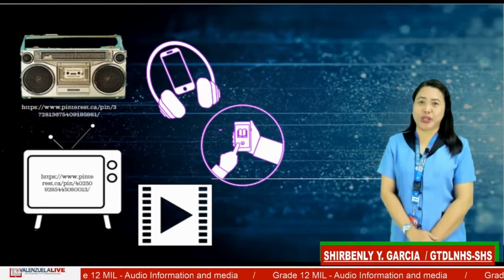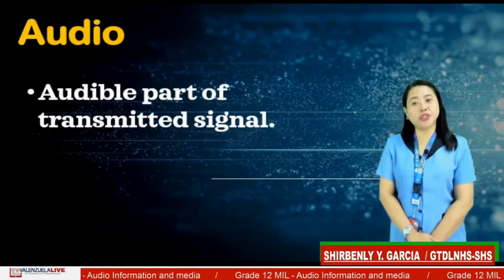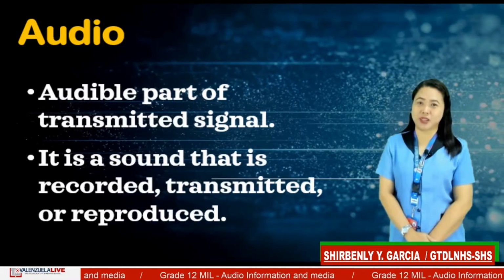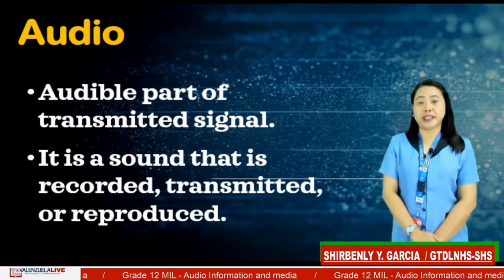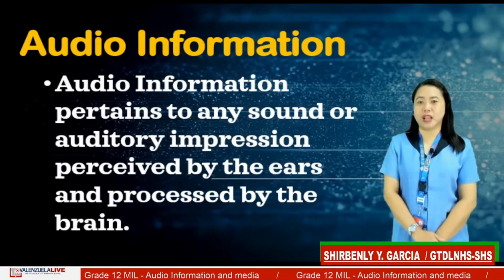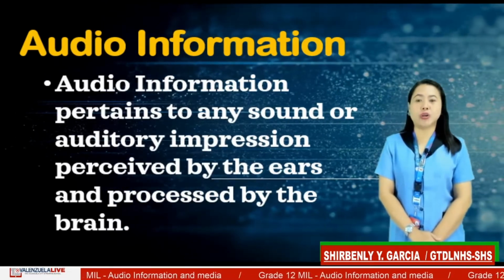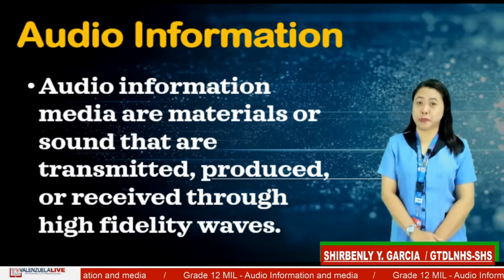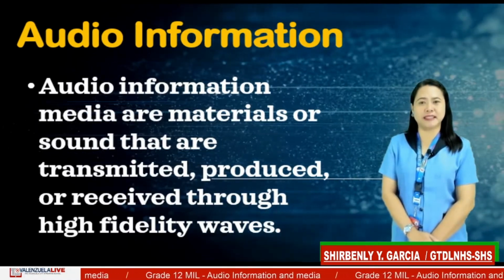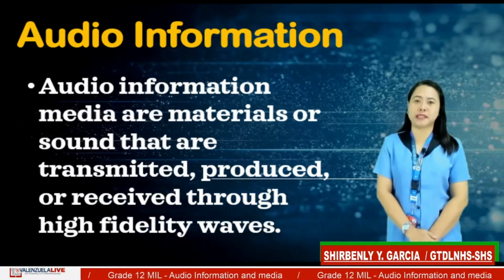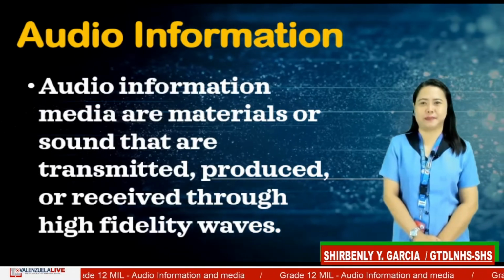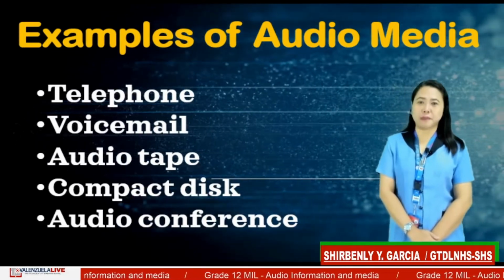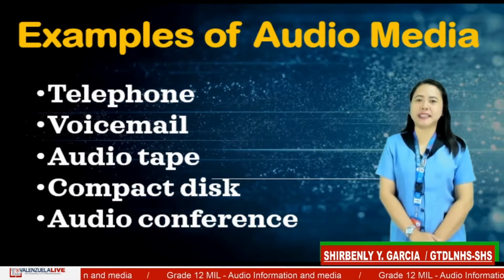Since we are talking about audio, let us define what audio is. Audio is the audible part of a transmitted signal. It is a sound that is recorded, transmitted, or reproduced. Let us define now what audio information is. Audio information pertains to any sound or auditory impression perceived by the ears and processed by the brain. Audio information media are materials or sound that are transmitted, produced, or received through high-fidelity waves that are heard through certain equipment. Some examples of audio media are telephone, voicemail, audio tape, compact disc, and audio conference like teleconferencing.